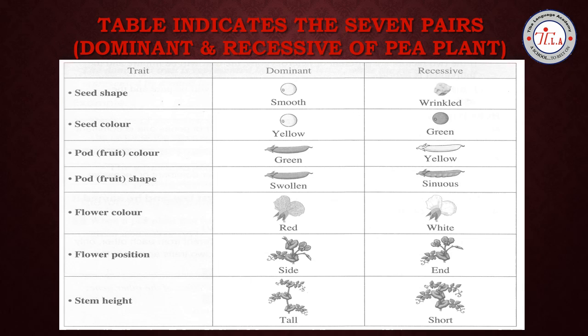Pod fruit shape, dominant is swollen, but recessive is sinuous. Flower color, dominant is red, but recessive is white. Flower position, dominant is side, but recessive is end. Stem height, dominant is tall, but recessive is short.